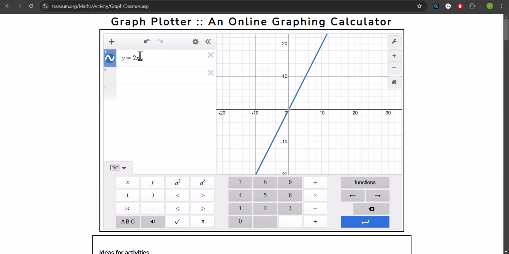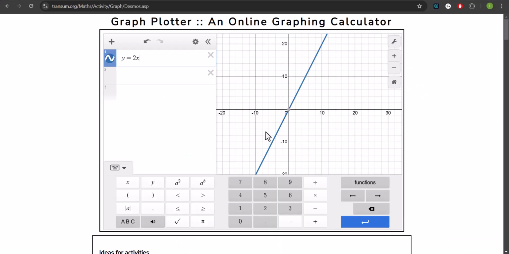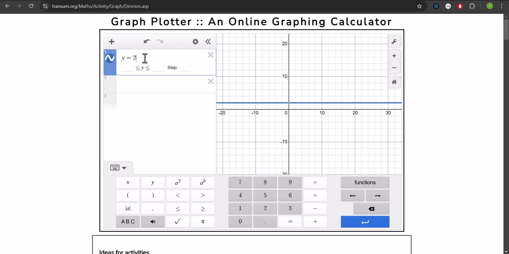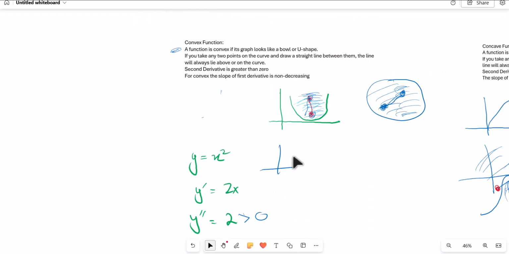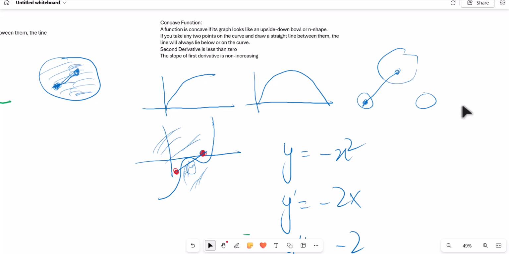We can also check that out. We took the first derivative, which is 2x, and we can see that it is increasing, and the second derivative is non-zero. Now coming towards the concave: the opposite of convex will be concave.